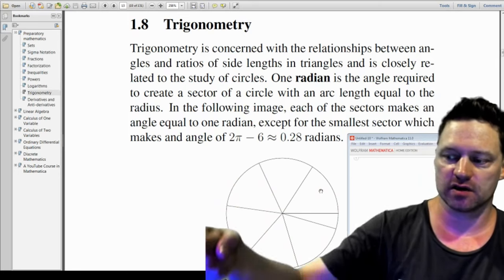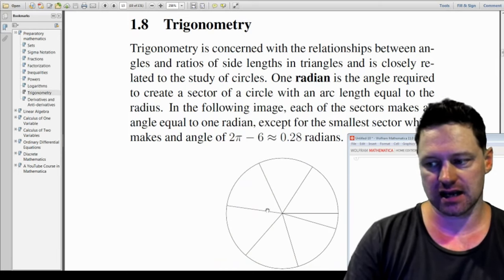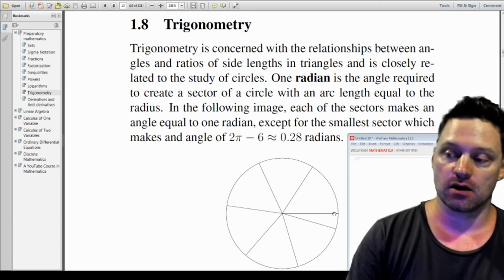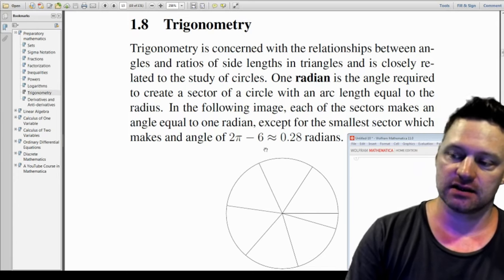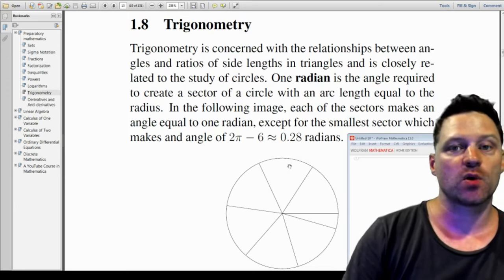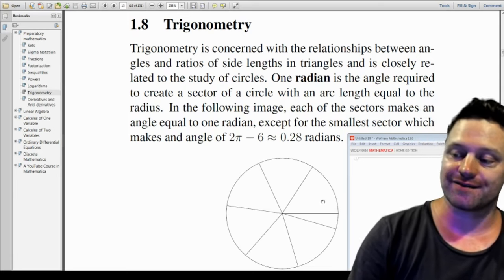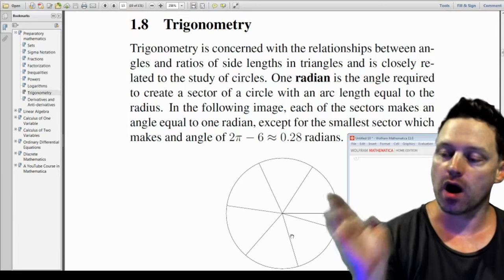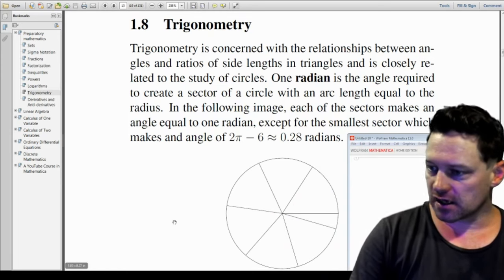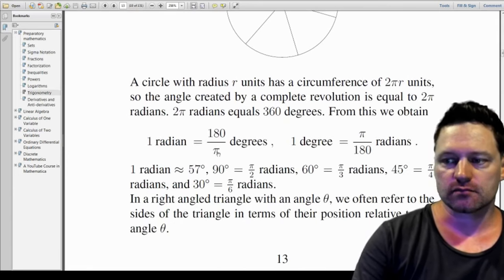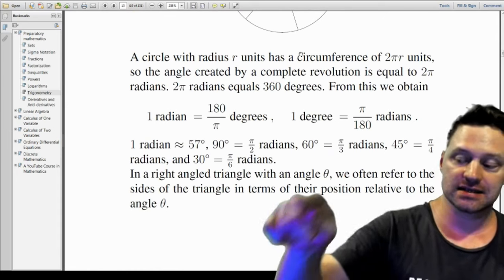That bow makes part of a circle where the other side is the radius. If you do that, you get just exactly this, which is the angle 1 radian. Now there are 2 pi radians in the entire circle, and 2 pi is 6.28, etc. So that means we should have 6 of these little pieces of 1 radian in angle, and then a little bit more to make the full circle. A circle with radius r units has a circumference 2 pi r units around. That's the distance around.